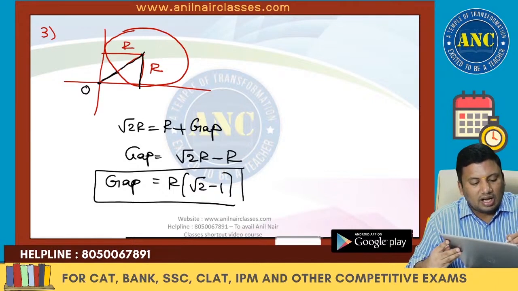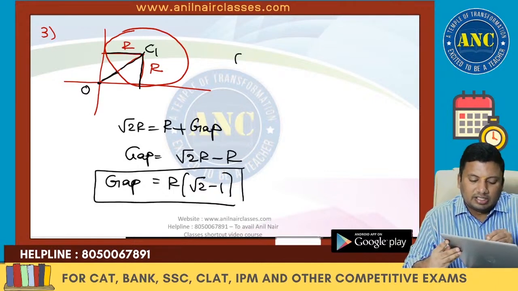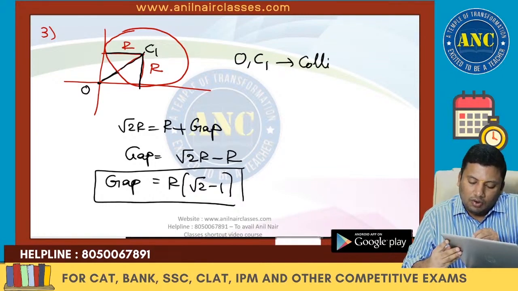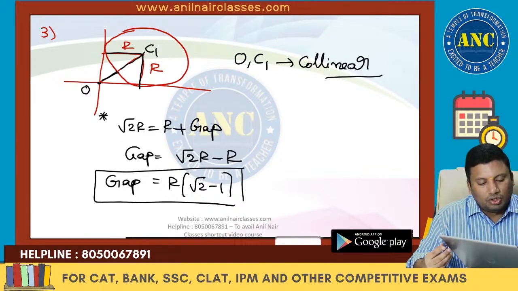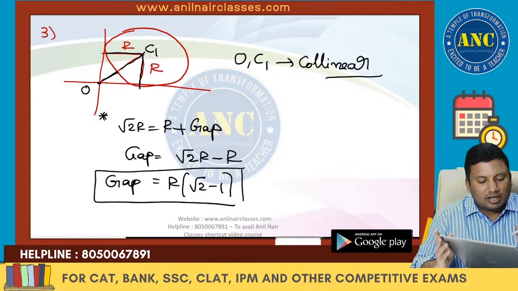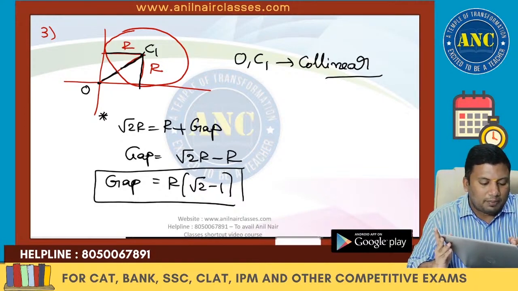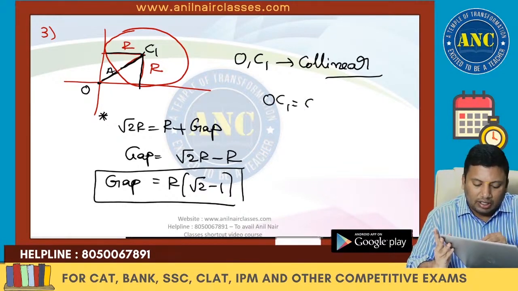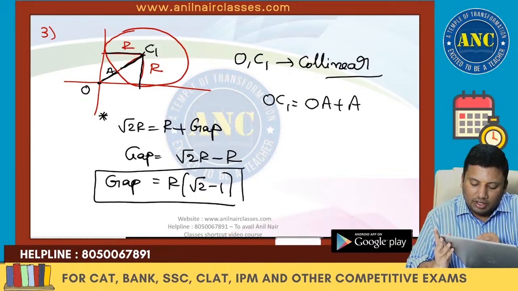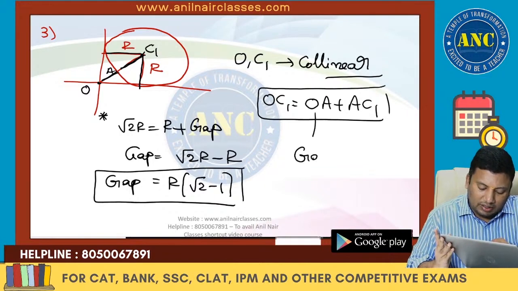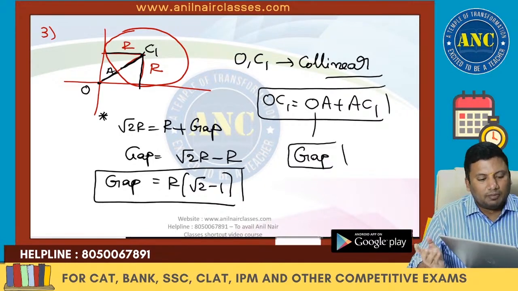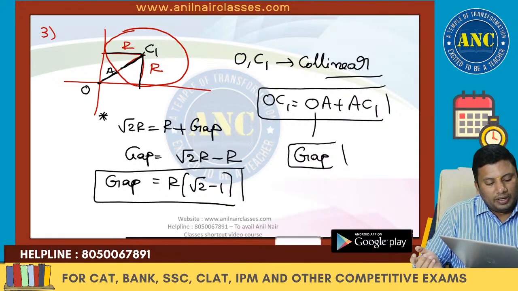If this is r and this is r, it is given in the question that O, C1 are collinear. OC1 is nothing but root 2R. Root 2R is equivalent to R plus this gap. OC1 is nothing but OA plus AC1. We want OA, and OA is nothing but the gap. Third question, I hope it is clear.